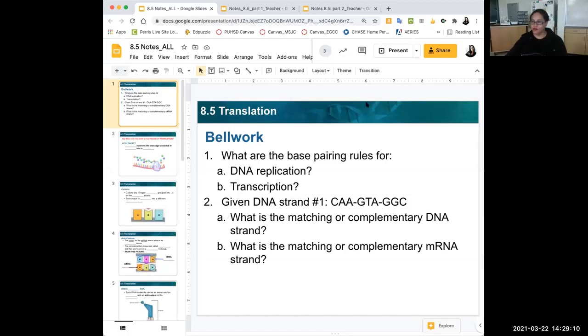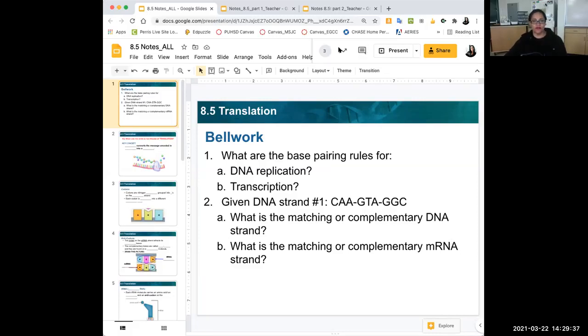All right, so we learned from our mistakes last time. CAA now pairs with GUU. Remember, if I'm asking for RNA, I should see U's instead of T's. GTA pairs with CAU. And then GGC pairs again with CCG. That's not there, but you guys chose the closest one, which is fine. All right.